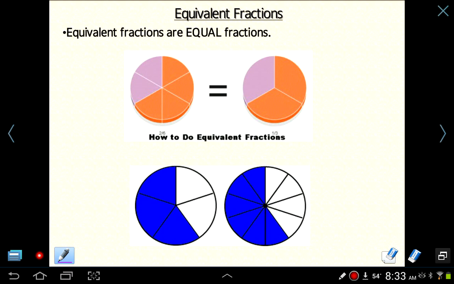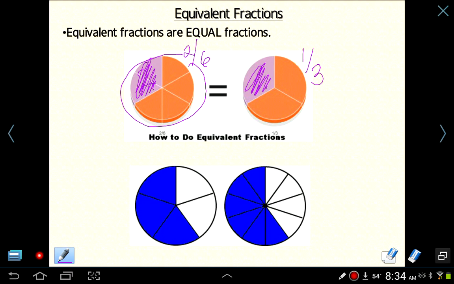Right here you'll notice this is a model of 2/6. Here's 2, and the whole thing is 6. And that is exactly the same as 1/3. There's no difference. If you look at the purple portion that's shaded in, they're exactly the same size. The only difference is the way they're being expressed, the way they're written. But 2/6 equals 1/3.